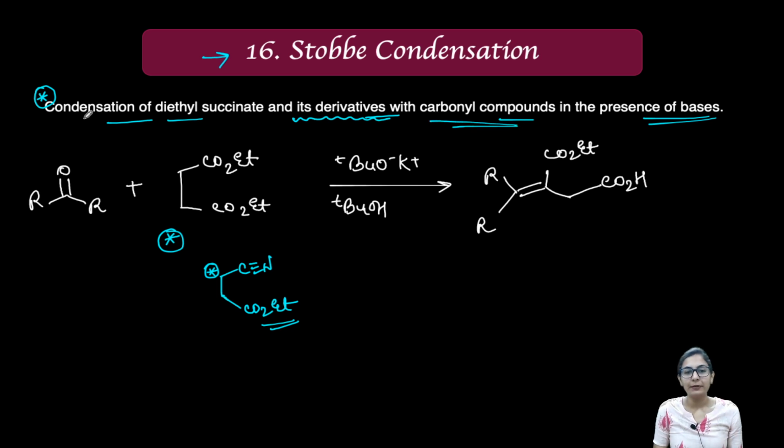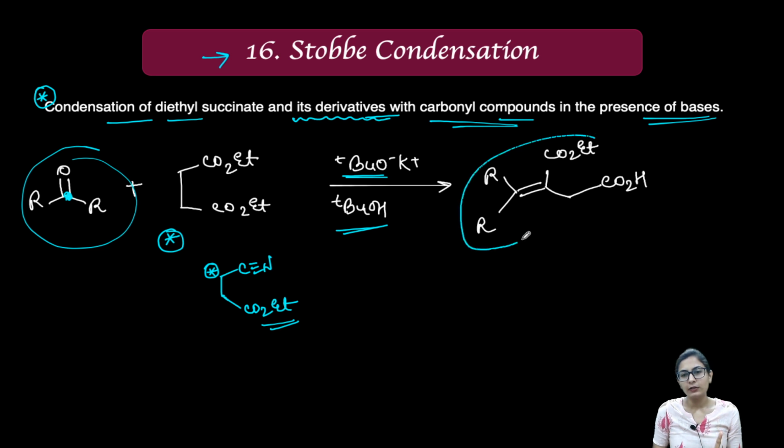With the carbonyl compound, now this is the carbonyl compound that we are talking about. So the diethyl succinate does a condensation reaction with the carbonyl compound in the presence of a very strong base, tertiary butoxide and tertiary butanol, and your final product looks something like this. Normal condensation is taking place from this carbon and this carbon of the aldehyde.